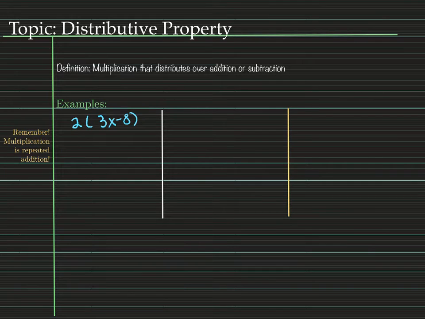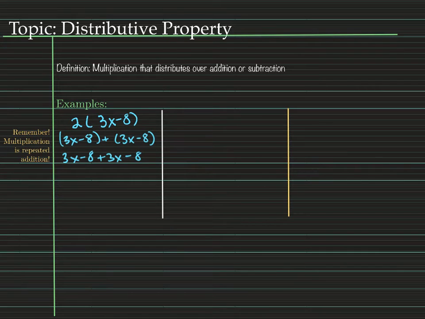Right? Because multiplication is repeated addition, for this first example, I'm going to show that we're taking 3x minus 8 and we're adding it together 2 separate times. We'll shorten this process down over the next 2 examples. I can go ahead and get rid of my 2 sets of parentheses and just make this 3x minus 8 plus 3x minus 8 again.